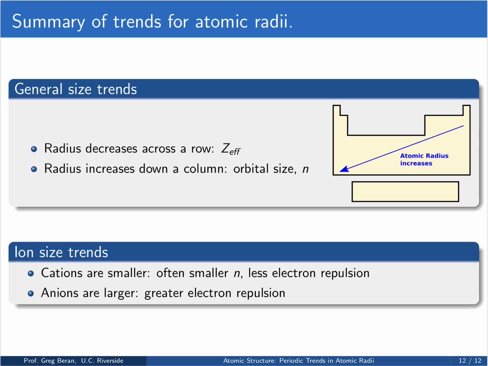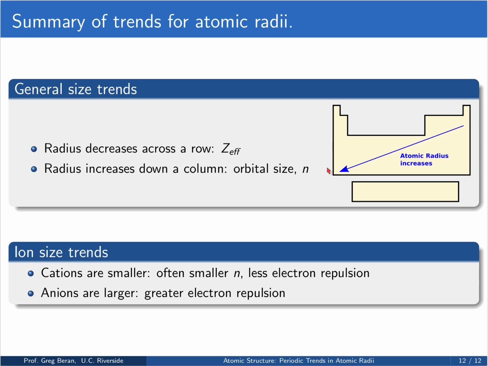To summarize, for neutral atoms, we saw that the radius tends to decrease as you move across a row of the periodic table from left to right, and that's because the effective nuclear charge, Z effective, is increasing. As you move down a column of the periodic table, the principal quantum number and therefore the orbital size is increasing, so the atoms get larger. This means that the smallest atoms tend to be in the top right part of the periodic table, and the largest atoms are down near the bottom left.